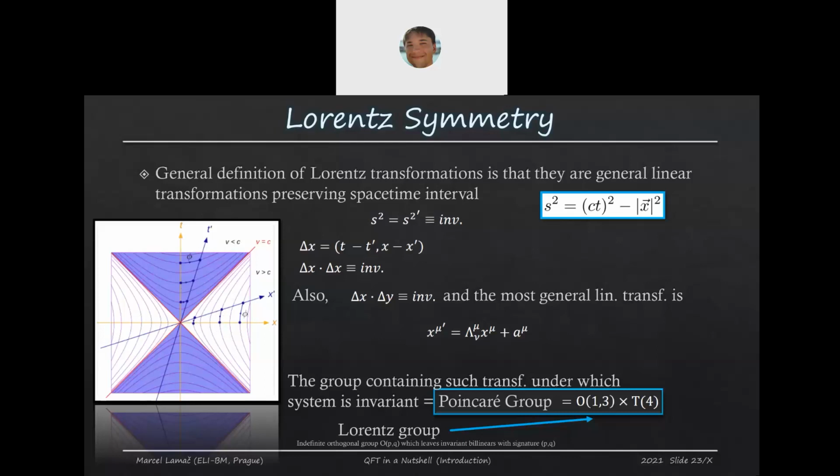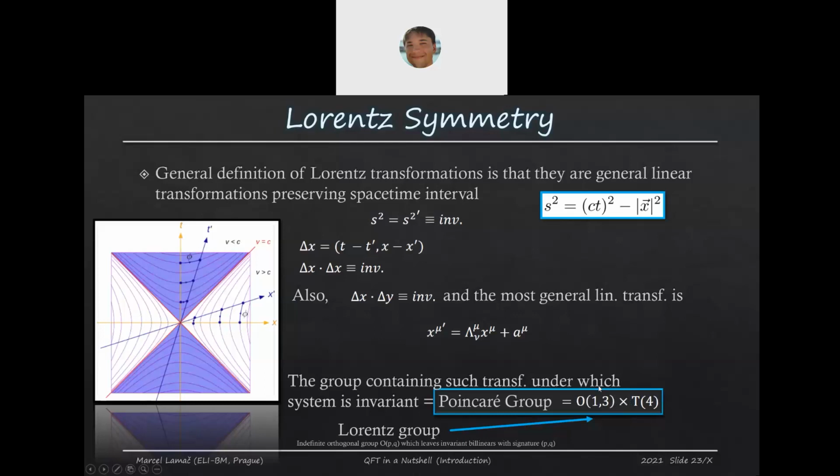By the way, the group containing these transformations, under which we call some system Lorentz invariant, is known as the Poincare group, and this is a semi-direct product. Actually, this is not a direct product. There should be a little vertical bar here, but since I didn't know how to write it, this should be a semi-direct product of the Lorentz group, that's the first one over here, and the four-dimensional Euclidean group.